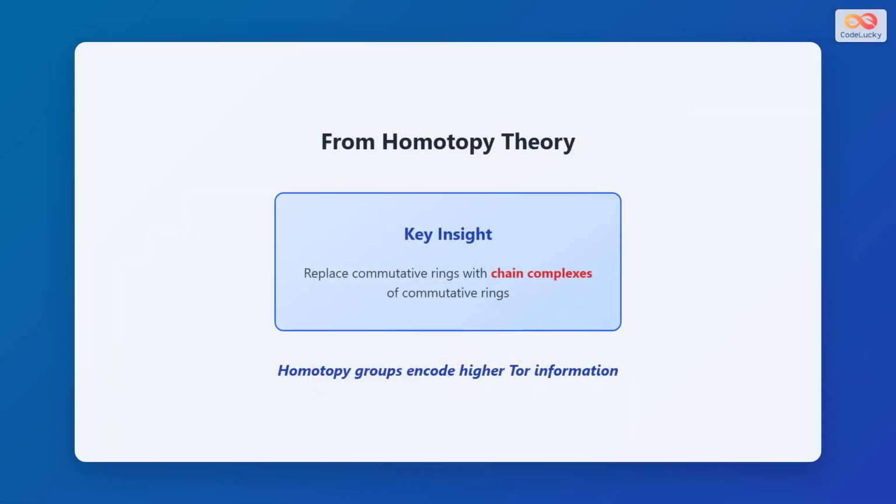From homotopy theory, the key insight is to replace commutative rings with chain complexes of commutative rings. Homotopy groups encode higher Tor information.